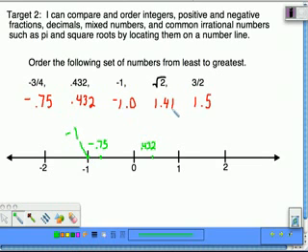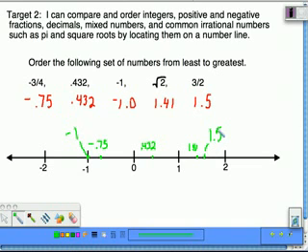1.41, 1 and 41 hundredths, is going to be after the 1, before the 2. We know that right in the middle is our 1.5, so this is going to be a little bit before that, maybe about right here. So here's our 1.41. And we do have the 3/2 is converted to 1.5, which is right there in the middle as 1.5.